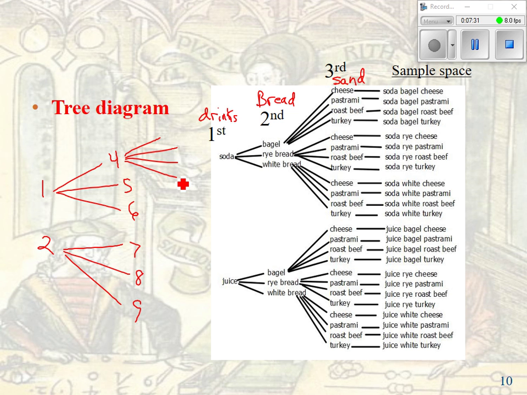All of these out here, this whole list, this is our sample space. That's all the possible outcomes. We could pick a soda with bagel, cheese. We could pick juice, rye bread and cheese, so on, so on, so on. Those are all the possible choices that we had at that deli or whatever it happens to be.